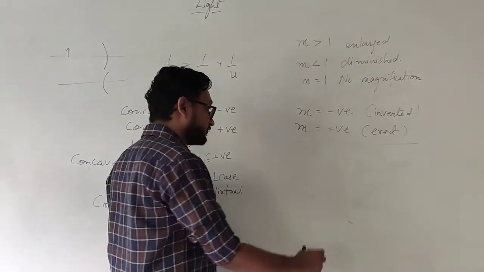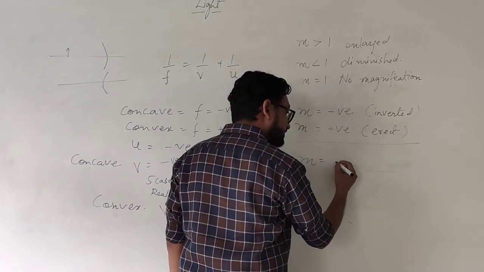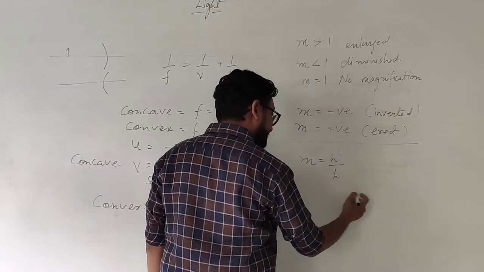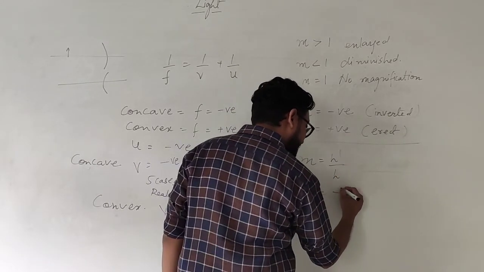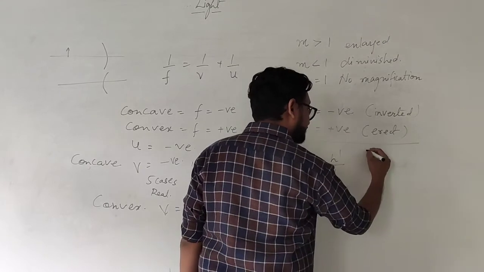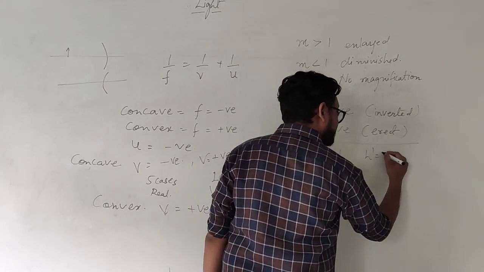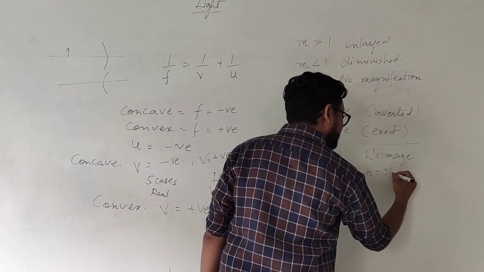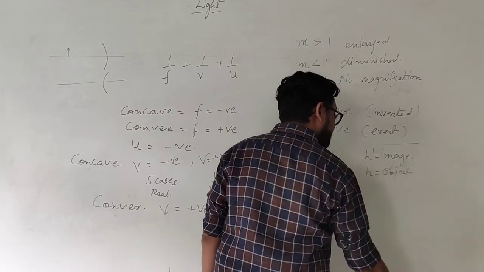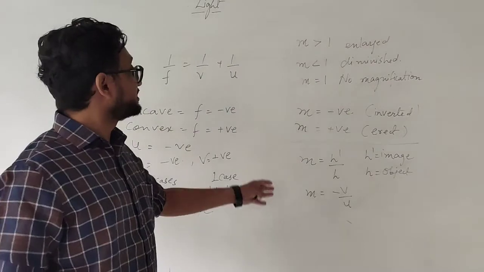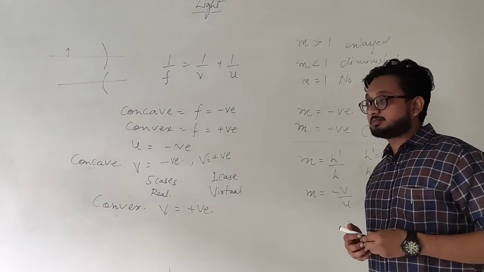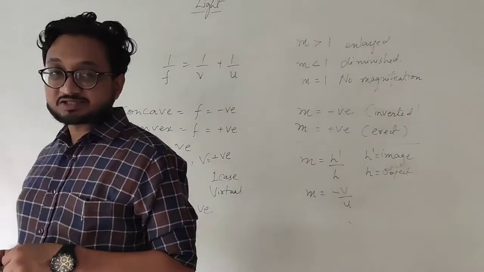And the magnification formula is given by m is equal to h dash upon h, and magnification is also given as minus of v upon u, where h dash is image height and h is object height. Okay, and v by u, you already know that v is the image distance and u is the object distance. I hope it is clear to you, students.